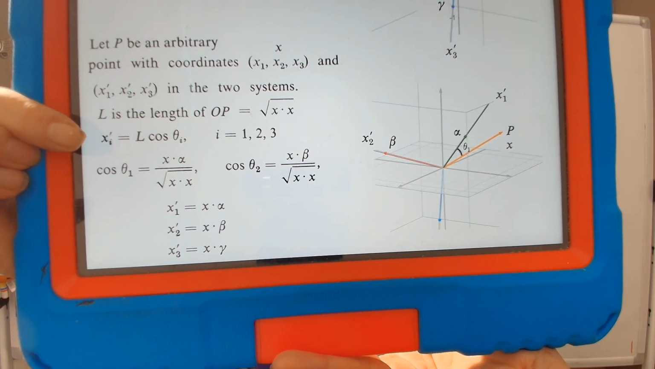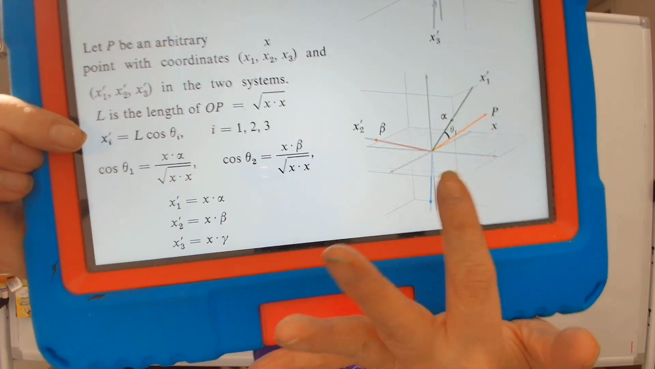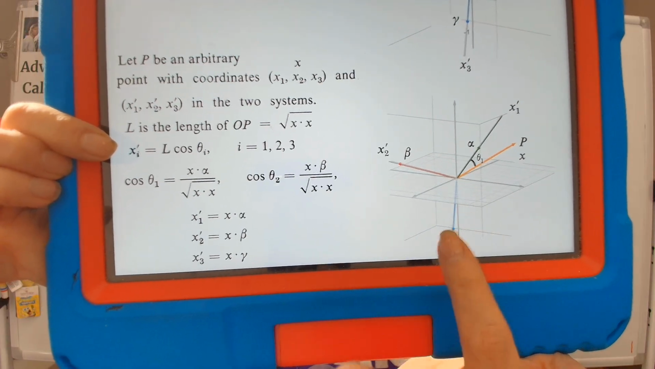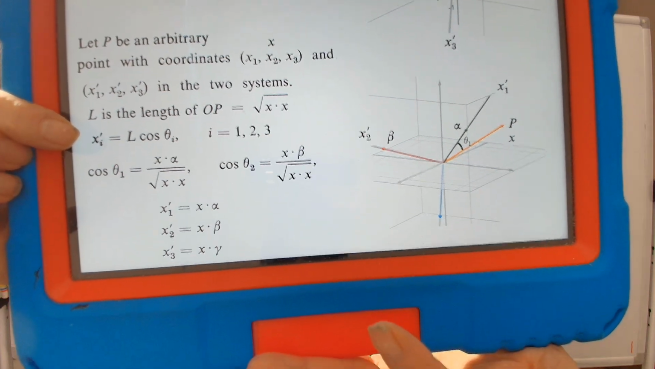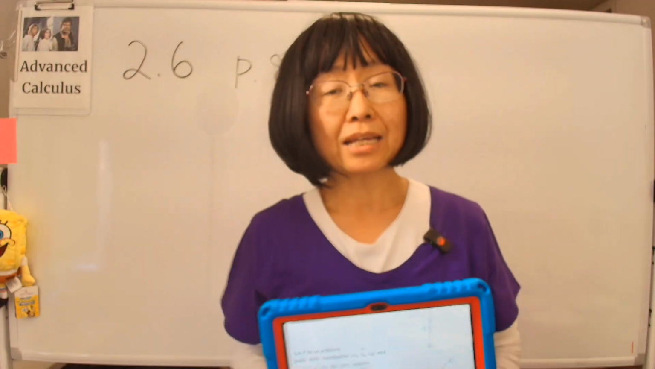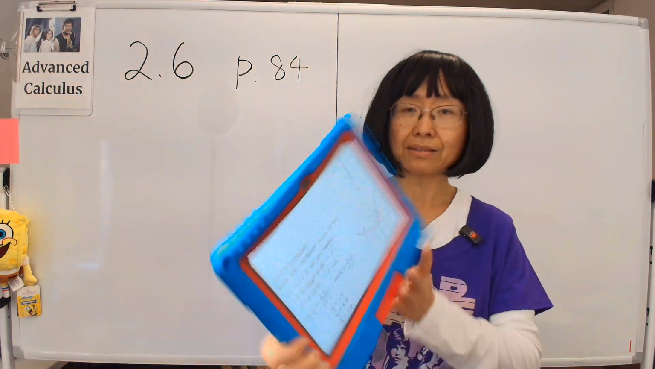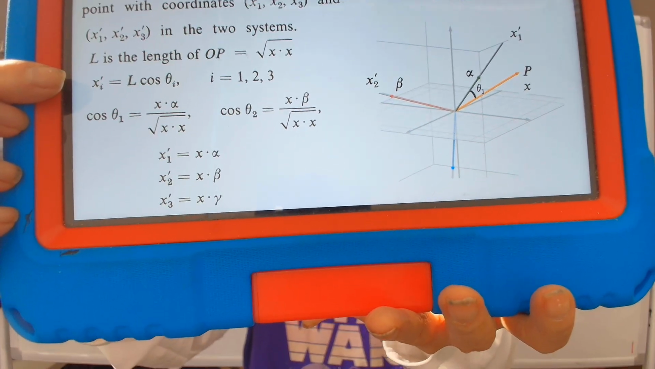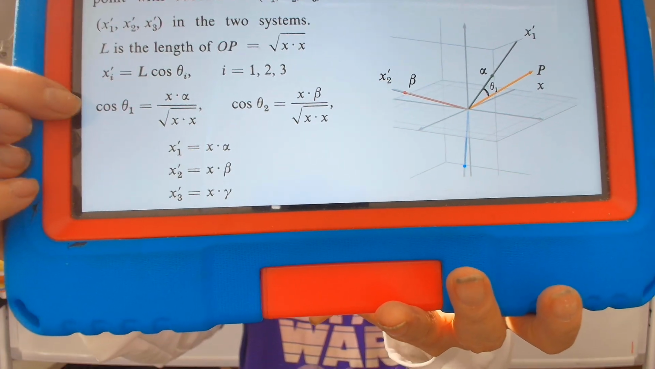Similarly, for x2 and x3 it will be L cosine theta 2 and theta 3, which I didn't draw, but you can imagine this thing projecting onto x2, that might be the negative side, and x3, which is down here, it will project maybe on the other side, whatever. The projection will give it its three coordinates in the new axis. So from this equation, xi prime equals L cosine theta i.